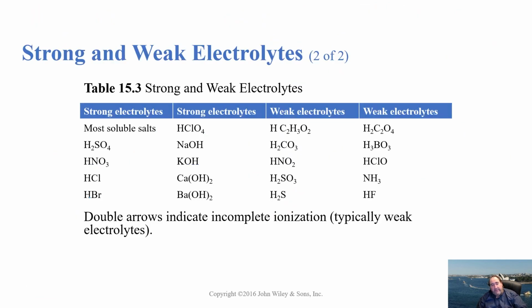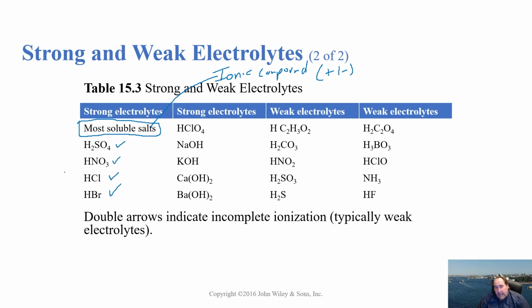Here's a table from chapter 15, for example, of some strong electrolytes and weak electrolytes. Most soluble salts, and salt is a fancy word for an ionic compound. And again, that's going to be our metal and non-metal together, our positive and negative ion together. A lot of strong acids and strong bases are strong electrolytes, and that's what we see here. We have sulfuric acid, nitric acid, hydrochloric acid, hydrobromic acid, hydroiodic acid is a strong acid, perchloric acid, and some strong bases, sodium hydroxide, potassium hydroxide, calcium hydroxide, and barium hydroxide.